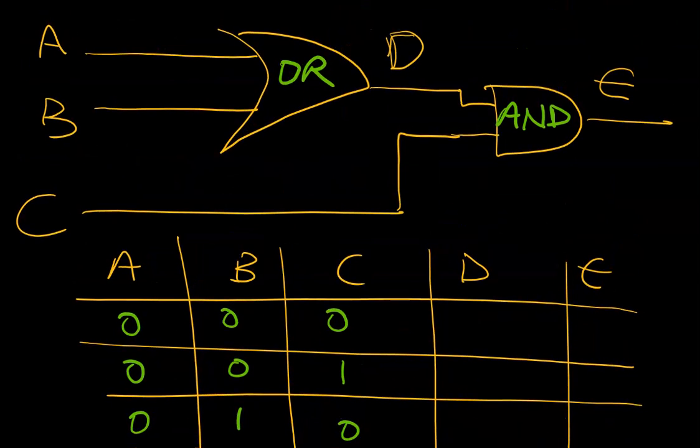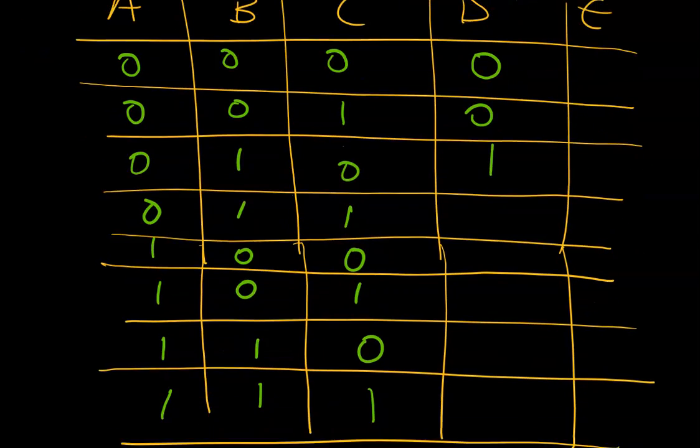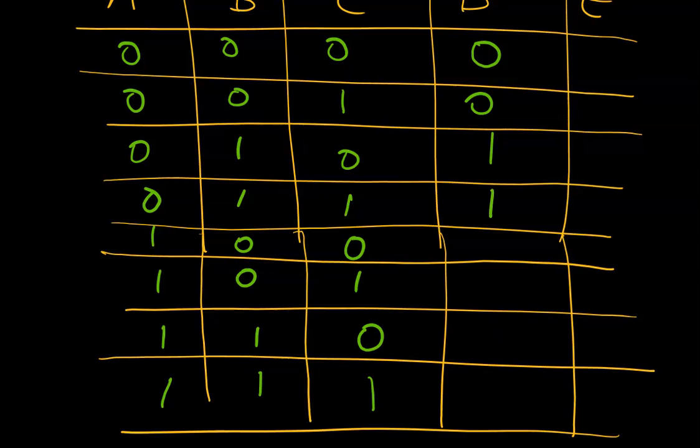All right, so A and B. D is the output of an OR gate with inputs A and B. So that's 0, 0, 1, 1, 1, 1, 1, 1.